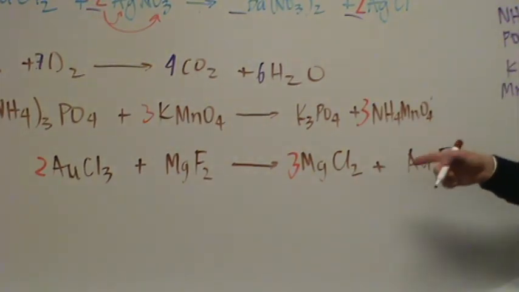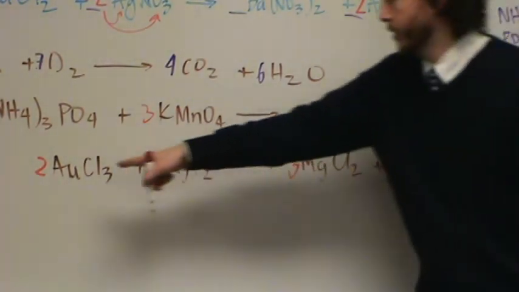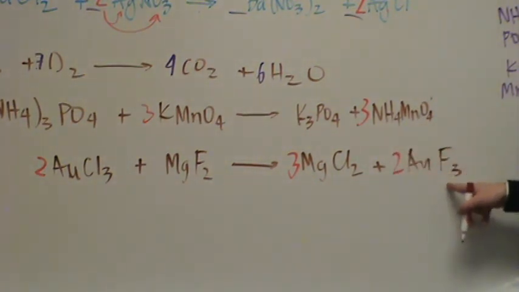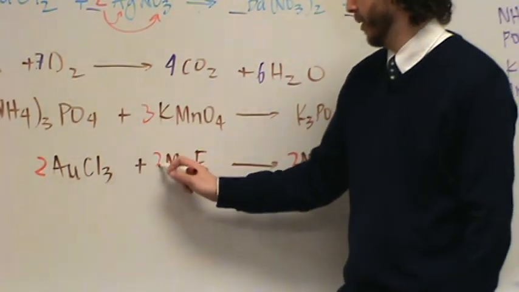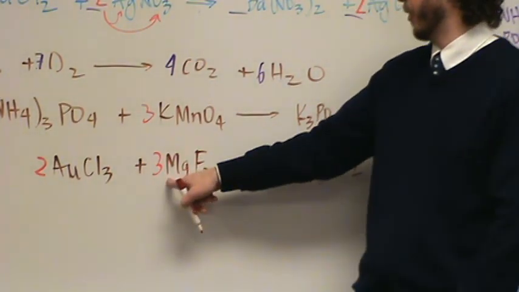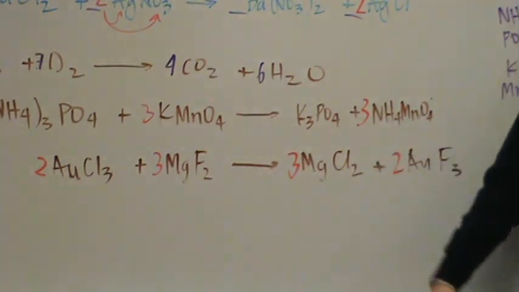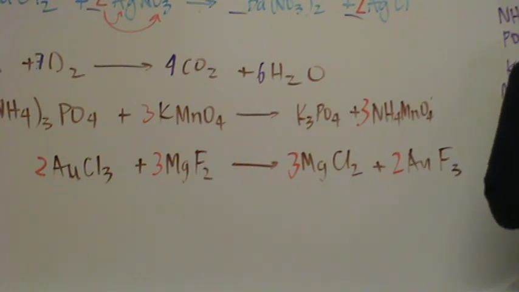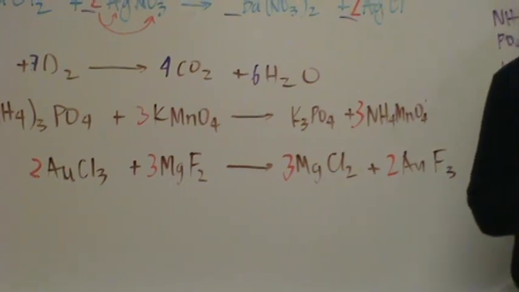And then now that gave me 2 golds, so I'm going to put 2 golds here, and that gives me how many fluorides? 6. And so I want to get this to 6, I put a 3 out here, because 3 times 2 is 6. And that gave me 3 magnesiums, and I've already got 3 magnesiums. But notice the first part was a little bit different, because we had to get them to a common multiple first. Any feelings about that? Questions about that?